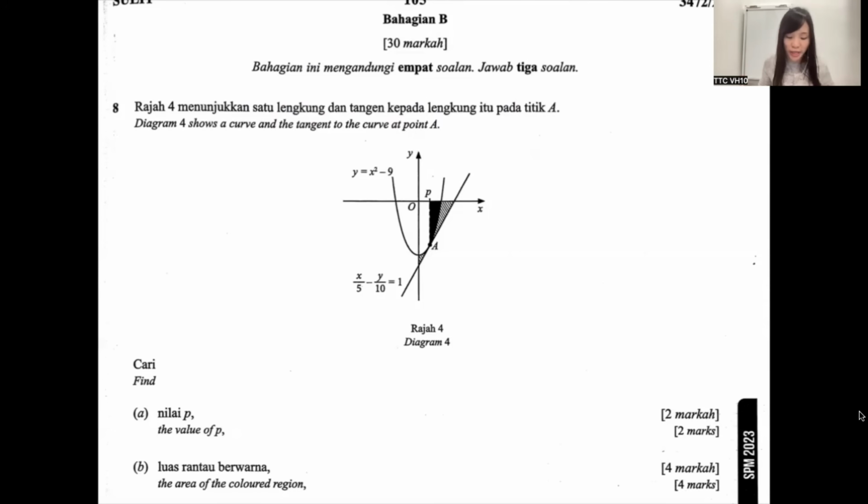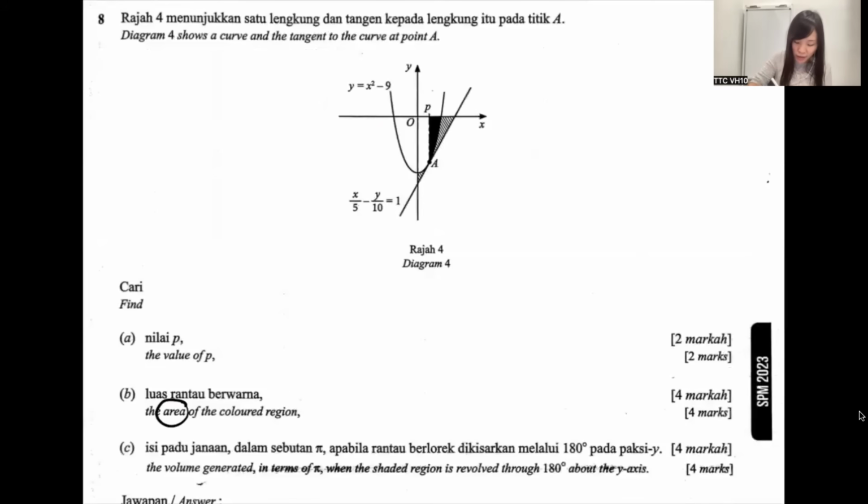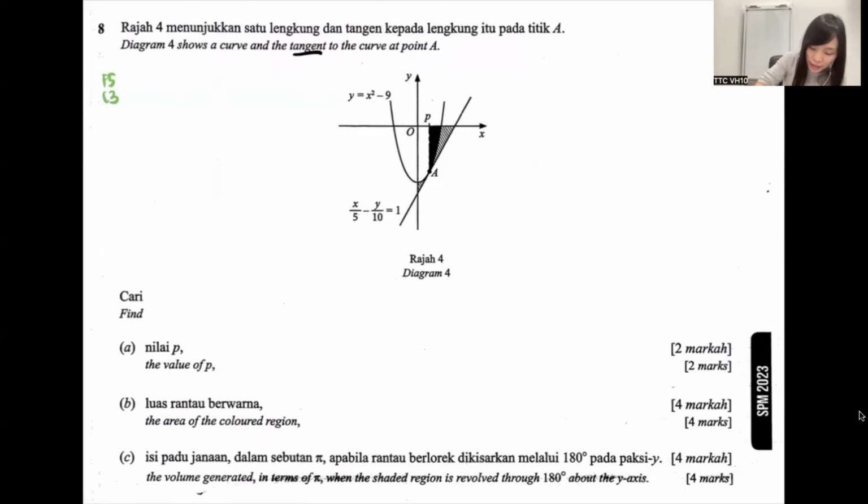So now this question 8, they say diagram 4 now shows a curve and the tangent to the curve at point A. So you can see they want to find what area, volume. Quite obvious, this is form 5, chapter 3. Integration, okay? So diagram 4 show you a curve, can see, and a tangent. Tangent is a straight line touching the outer layer of the curve. So you guys can see this is a tangent, okay, at point P. So nothing else they say already. A, they just say find the value of P.